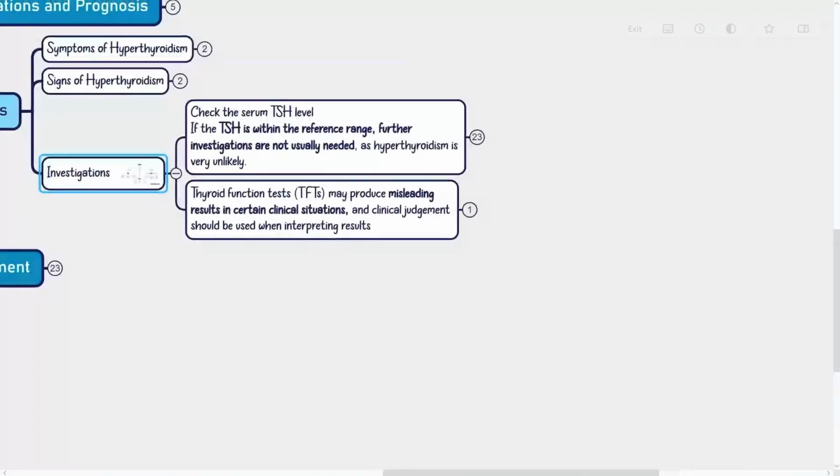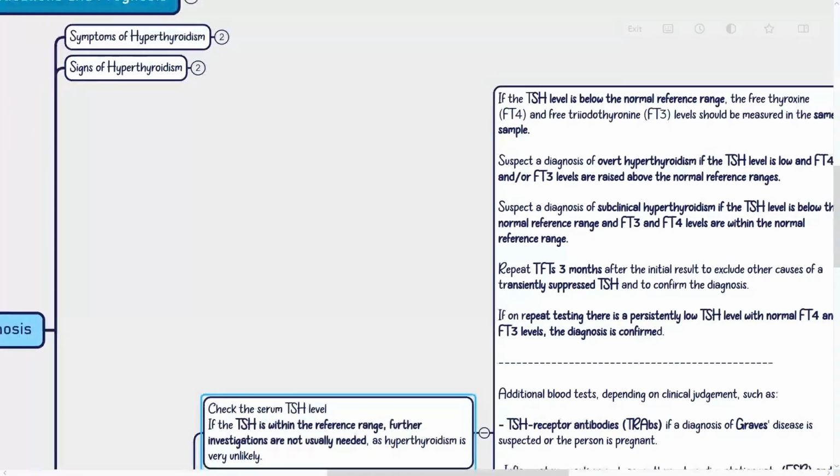Investigations. Check the serum TSH level. If the TSH is within the reference range, further investigations are not usually needed, as hyperthyroidism is very unlikely. If the TSH level is below the normal reference range, the free thyroxine, FT4, and free triiodothyronine, FT3, levels should be measured in the same sample.